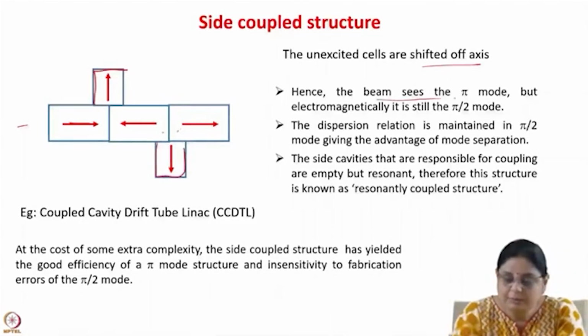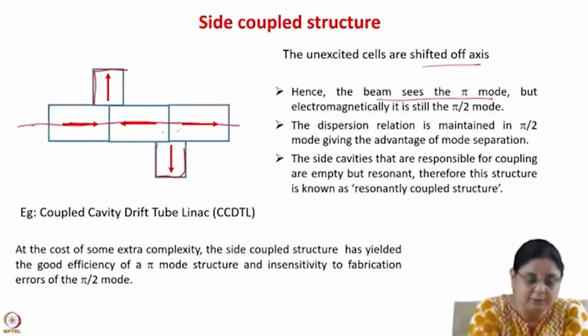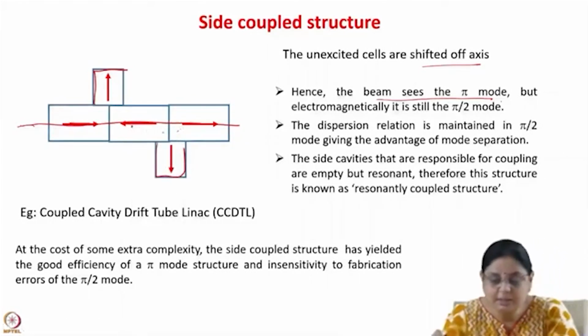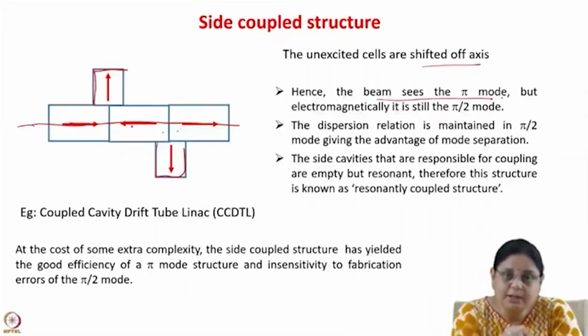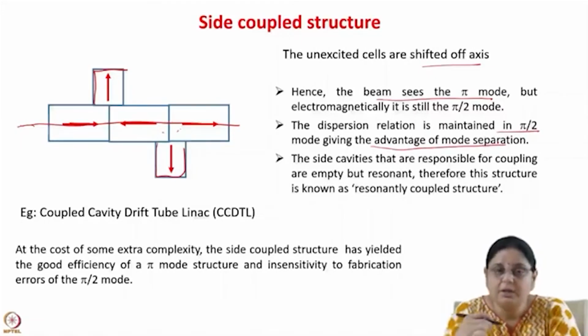So now the beam sees a pi mode. So if you see the beam, it is going to be seeing a pi mode. So here it is in one direction, it will come from here to here in time T by 2. So the beam will see a pi mode, but electromagnetically the structure is still pi by 2. Okay. So the dispersion relation is maintained in the pi by 2 mode, giving the advantage of mode separation. So it becomes more adapted. So you can have looser tolerances for fabricating this structure.